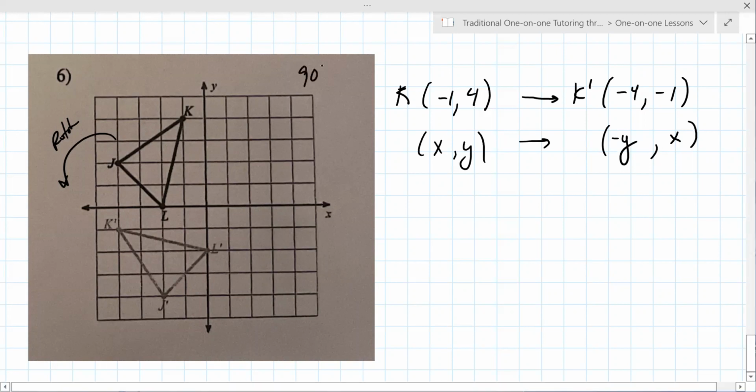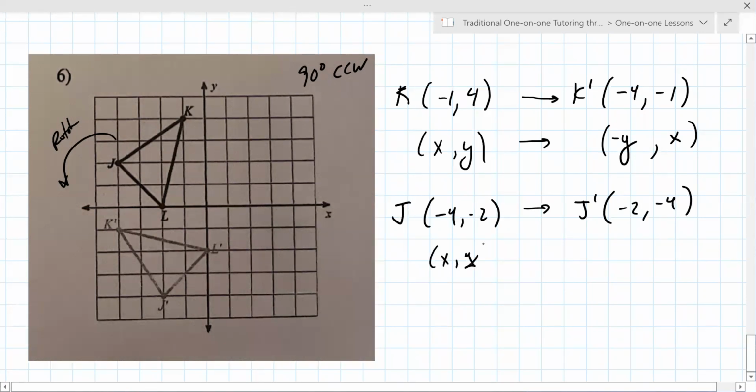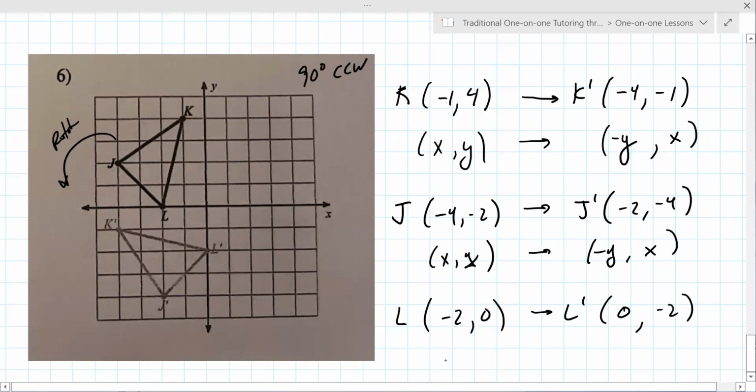So this one's also a 90 degree counterclockwise. And we could show the rest of the work. I don't know if you need to, but I'll just keep going here. J is (-4, -2). J prime is (-2, -4). And again, that's consistent with the rule. And then our last point, L, (-2, 0), goes to L prime, (0, -2). And that is also consistent with what we've been seeing.